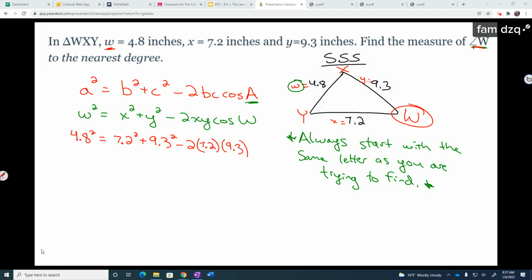It also doesn't matter the order that you put these in, because you're adding them here. It doesn't matter the order, just as long as you have the other 2 sides here. It doesn't matter if you switch them. And then we have the cosine of what we're trying to find, which is W. So we got everything except for that one cosine we're trying to find.